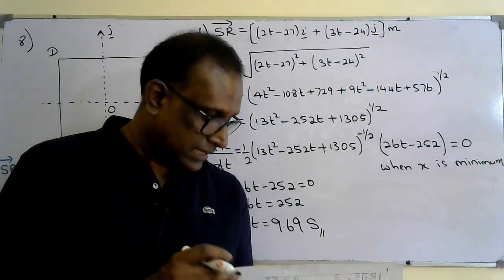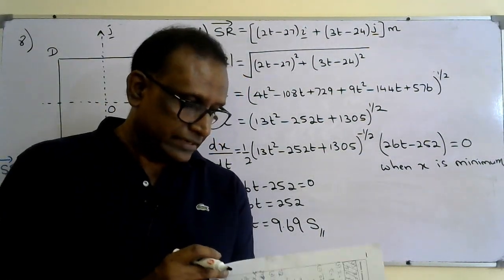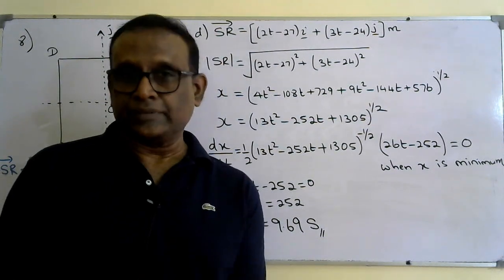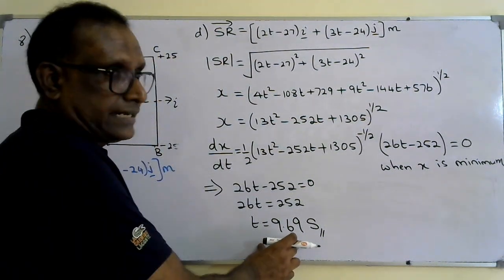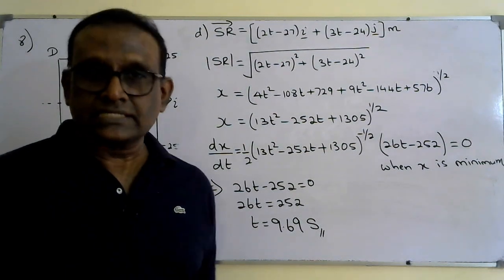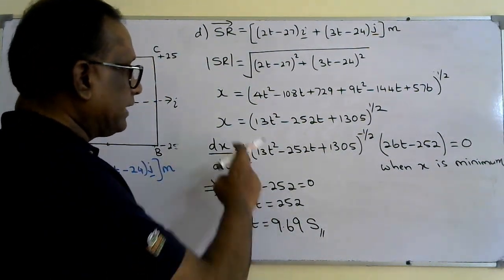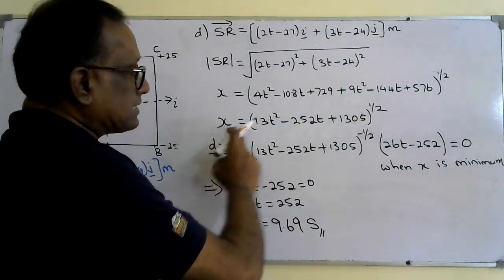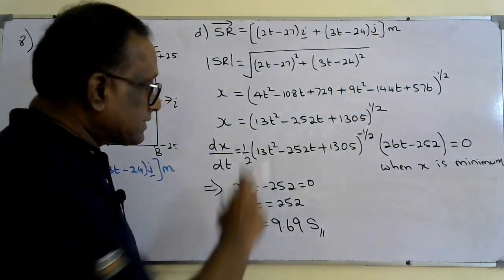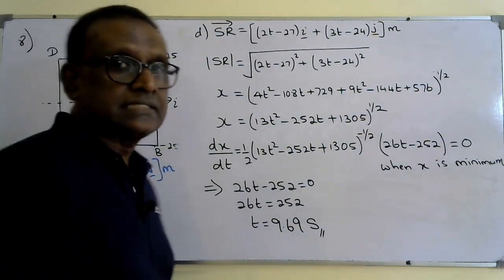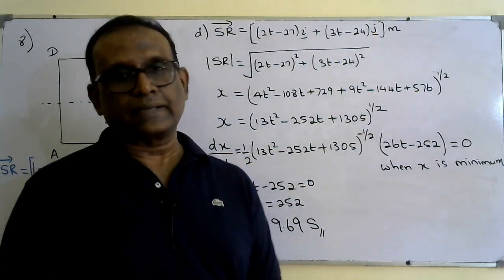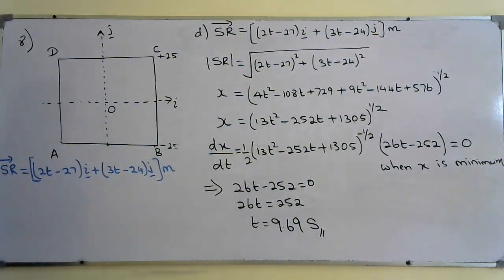The question is: find the time when the distance between R and S is minimum. So we found the time, 9.69 seconds. If they ask to find the shortest distance, substitute this time in this equation, where x is the function of time. You will get the shortest distance, but they are not asking for it. So that's the end of the discussion of this paper.